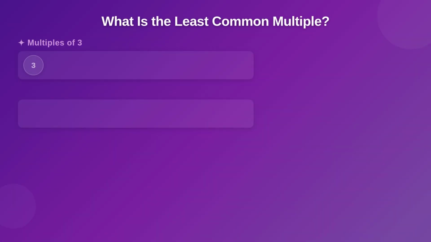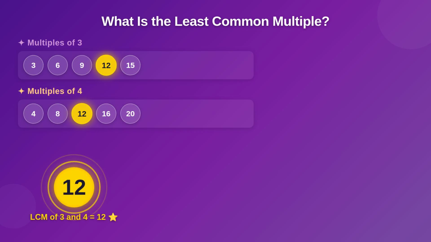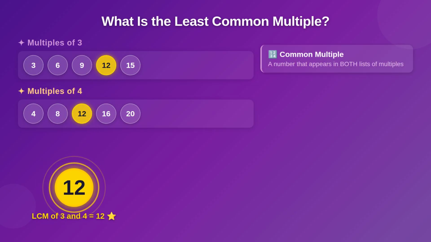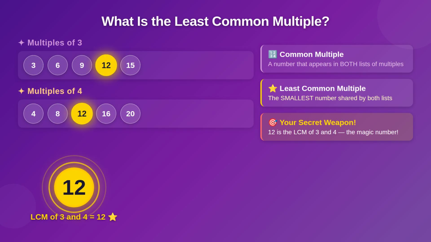Now here's the magic. The least common multiple, or LCM, is the smallest number that appears in both lists of multiples. Look at the multiples of 3: 3, 6, 9, 12, and multiples of 4: 4, 8, 12. See that 12 sitting in both lists? That's a common multiple, and since it's the first one they share, it's the least common multiple. LCM of 3 and 4 equals 12. That number 12 is Maya's secret weapon, and yours too. Let's see exactly how to find it every single time.